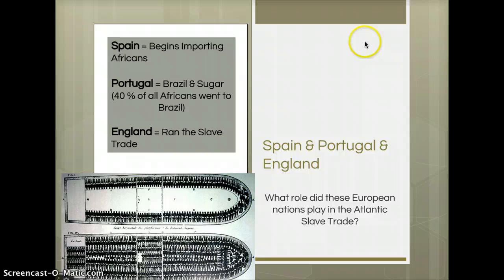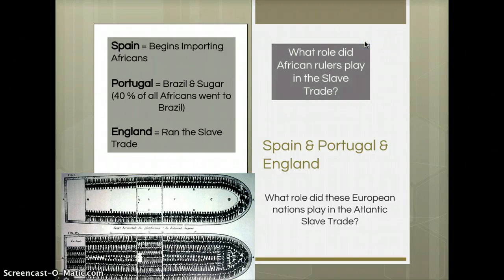So the question then is, what role did African rulers play in the slave trade? Well, at this point in Africa, and the Europeans are exploiting this, there's a lot of unrest, a lot of wars going on between different African societies, different kingdoms. And so a lot of times different groups would trade their enemies into the hands of the Europeans to get rid of their rivals, their competition, and make money off of them. So everybody's guilty, I guess, in this.